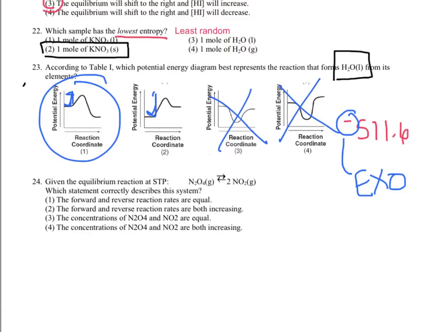In question number 24, we're given a system at equilibrium and basically asked to describe it. Recall that in equilibrium, the rates are equal and the concentrations are constant.